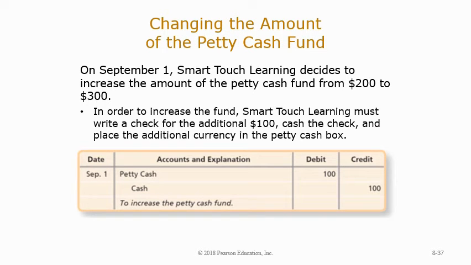On September 1st, Smart Touch Learning decides to increase the amount in the petty cash fund from $200 to $300. They just realized maybe the $200 wasn't quite enough, so they're going to put an additional $100 in there. In order to do this, they have to write a check out to petty cash for the additional $100, cash that check, and then place it into the petty cash box. So we see here that because they are increasing their petty cash, they're going to debit it by $100 and then credit their cash account for $100.